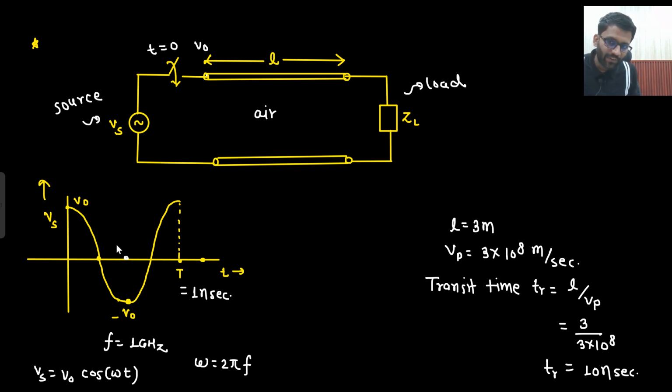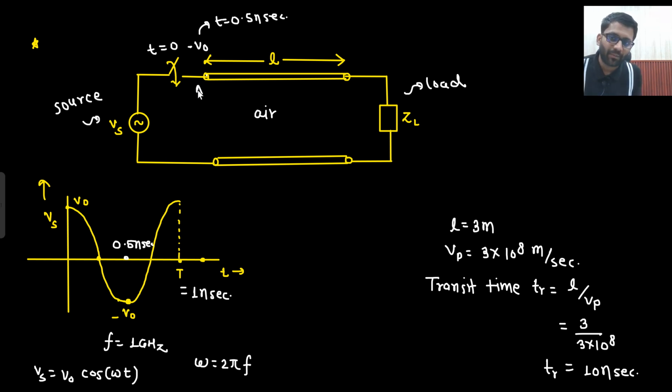So at 0.5 nanosecond, this minus V naught would have come. That means here you would be having minus V naught at t equals to 0.5 nanosecond. Are you able to understand why it is minus V naught? We started at t equals to 0. At t equals to 0, it was V naught. But as the time goes, these values will start coming: V naught by under root 2, 0, then minus V naught by under root 2, then minus V naught. So at 0.5 nanosecond, you are having minus V naught here.